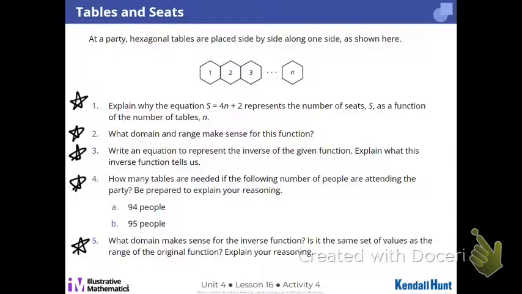So, I want to ask you to help me out with different parts of my function. The first thing I'm going to label is N is tables. Are we good with that? And S is seats. And it says that.